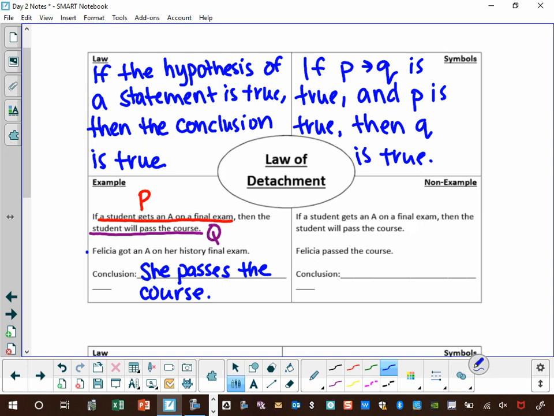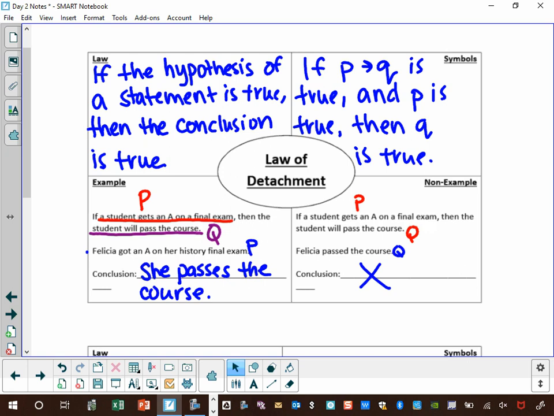Your non-example here says if the student gets an A on the final exam, then the student will pass the course. Once again, this is P, and that's Q. And then it says Felicia passed the course. Do you see how this one just went right to the conclusion? It didn't go back to the hypothesis like over here. So therefore, I cannot make a conclusion out of that. Let's put an X. No conclusion.